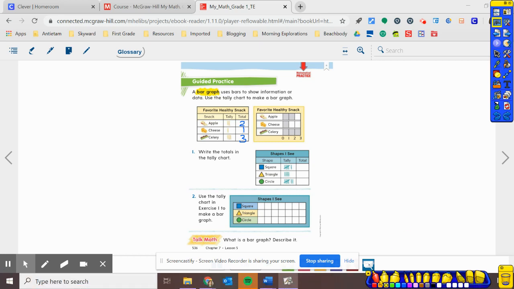Then what we're going to do is use that information to make ourselves a bar graph. So for apple, 2 people voted, so we're going to color in 2 squares. You're really going to color in over where they did. You're coloring the whole square. For cheese, 1 person. That was not very neat. And then for celery, 3 people. So I'm going to color in my bar.